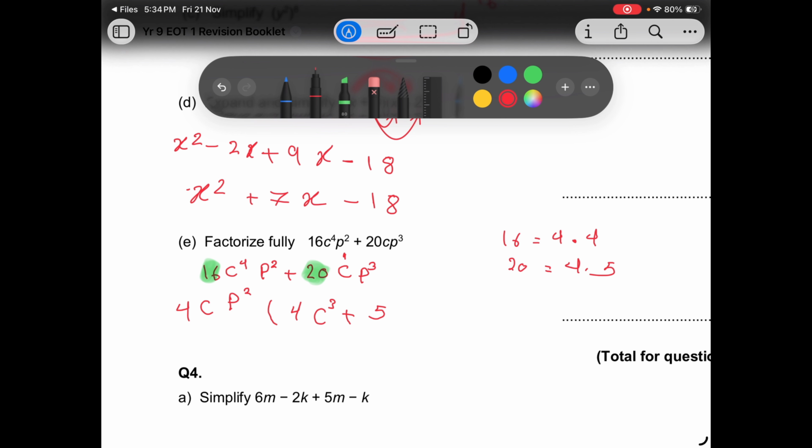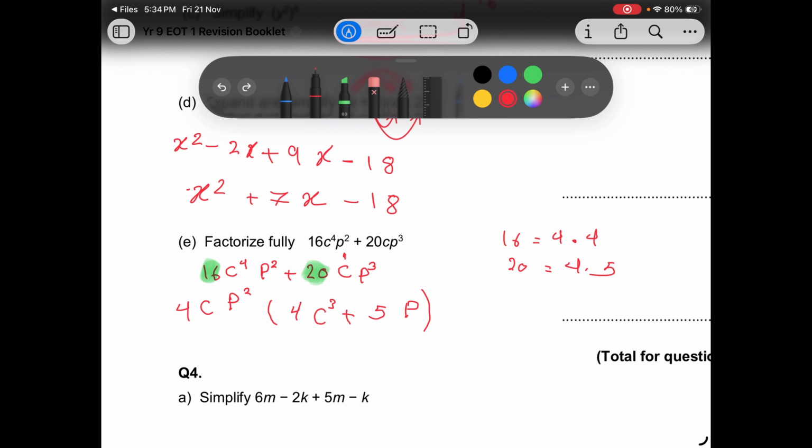I just factor out p squared. If you factor out p squared, p will be left here, because p to the power of 3, remove p squared, how many p's remaining? 1. So p to the power of 1, or simply p. So this is the answer. And here, guys, if you multiply this out, you will be back to the original given expression. Okay?